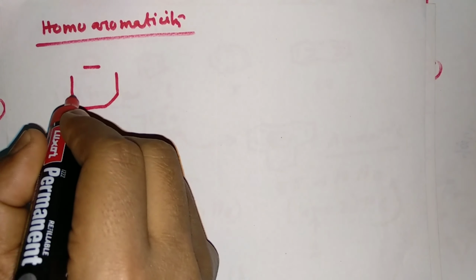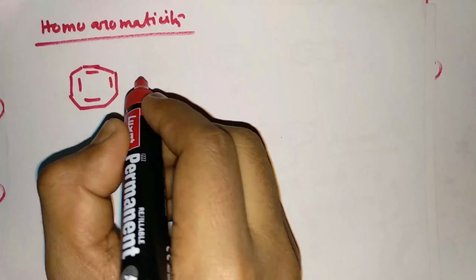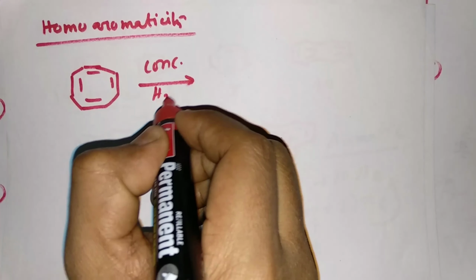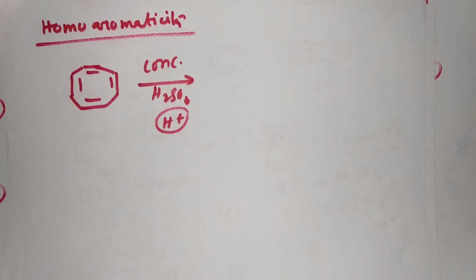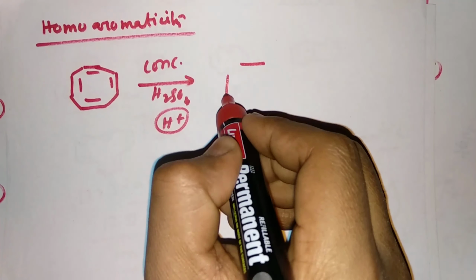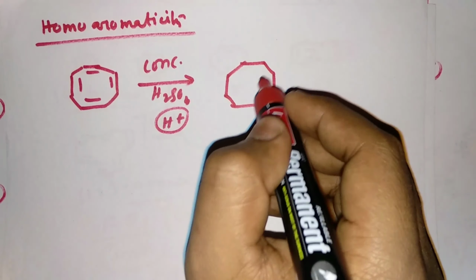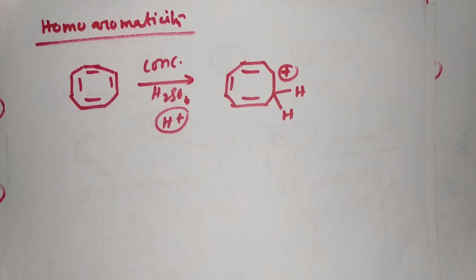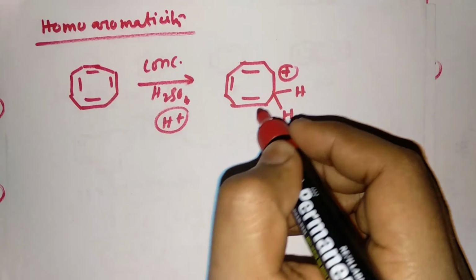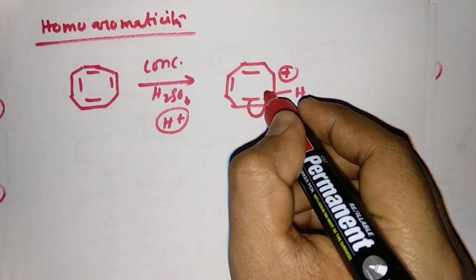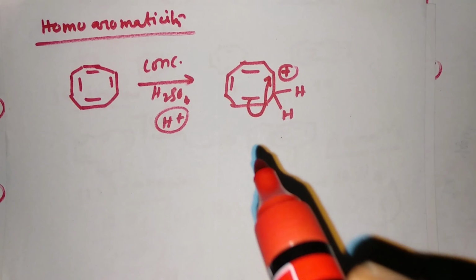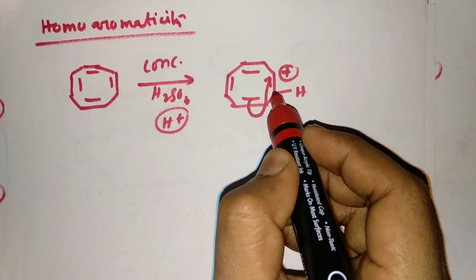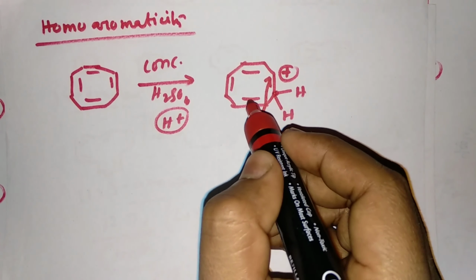Okay, so let's give an example. First take this one, cyclooctatetraene. You know this is normally a non-aromatic system, but when we treat this with concentrated H2SO4, that is with H plus, what kind of structure will we get? We will get this kind of structure, and you should know this example especially: one positive charge right here and two hydrogen atoms right here. This kind of system we can easily rewrite like this. This kind of resonance is possible, and as I already said, this is the saturated atom which can be bypassed by this kind of resonance.